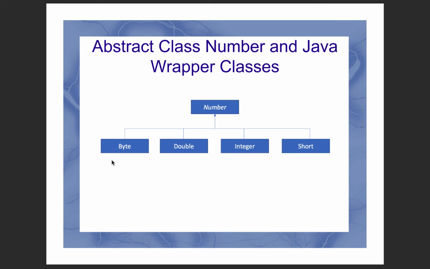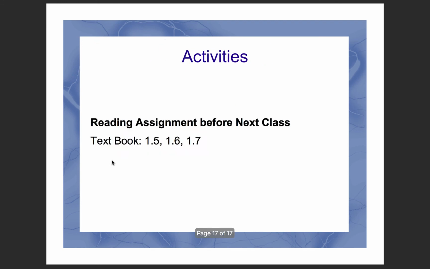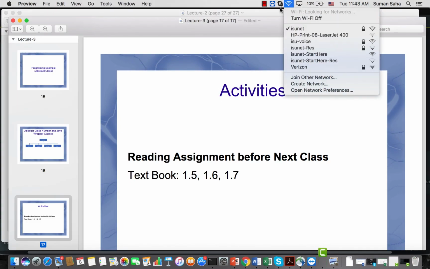Java has several wrapper classes and abstract classes. Here, say Number is a class, and Byte, Double, Integer, Short are the subclasses of that Number superclass. So Number is an abstract class, and it is used to implement more classes like Byte and Double, which are implemented in the Java library, so we can use those classes for our purpose. So these are the activities. You have to read this chapter to understand this concept, and we'll go to the next slides right now.